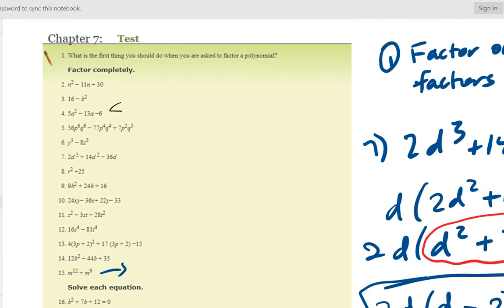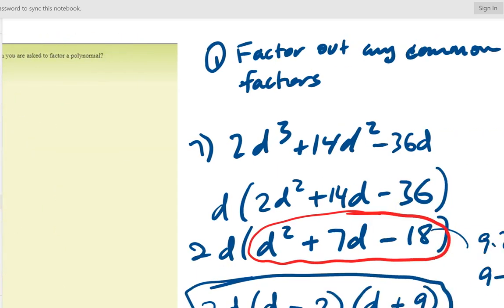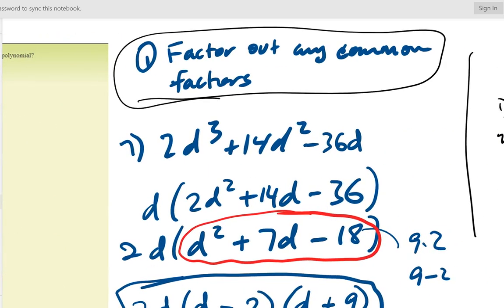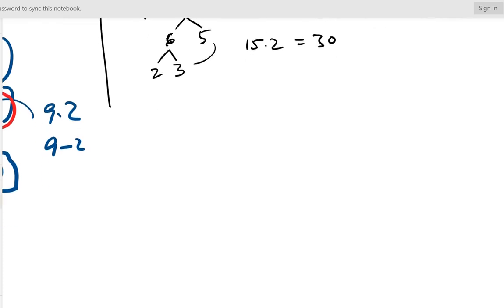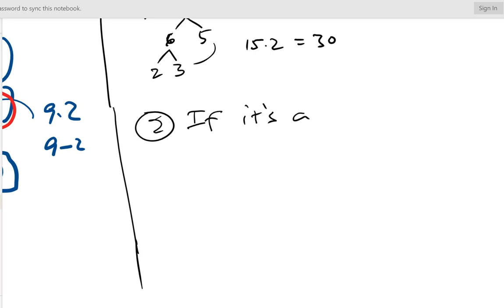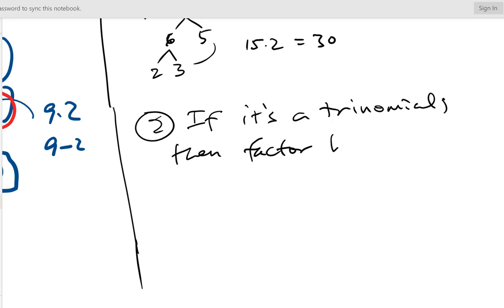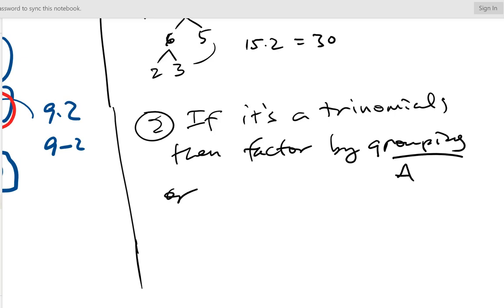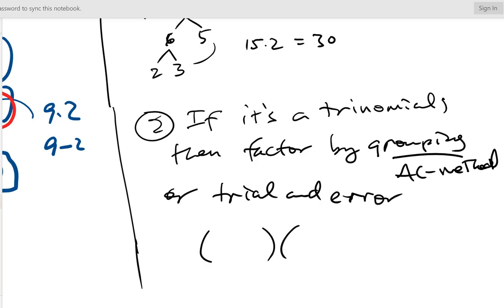So what I've done is I've said, okay, you try to factor out any common factors, all right? Once you've done that, the second step is you can say, well, if it's a trinomial, that means 3 terms, trinomial, then hopefully you'll factor by grouping, or this is also called the AC method in some books, or trial and error. It's usually going to factor into 2 parentheses like this.